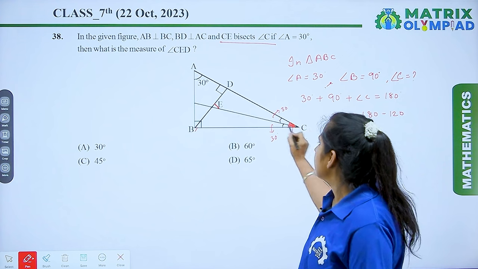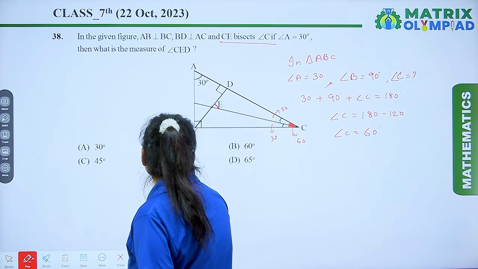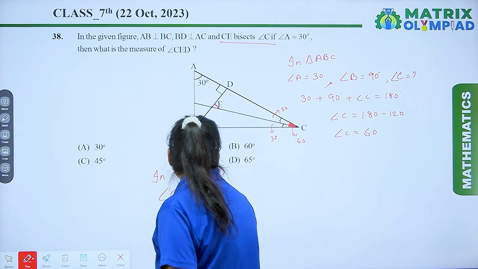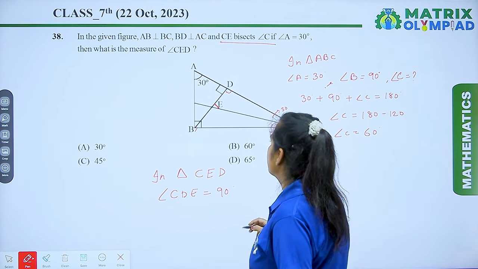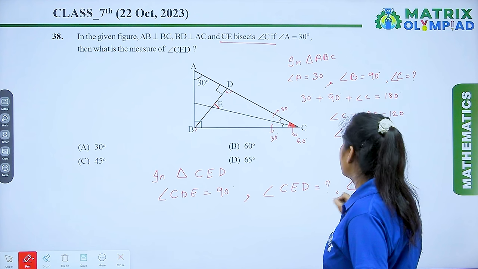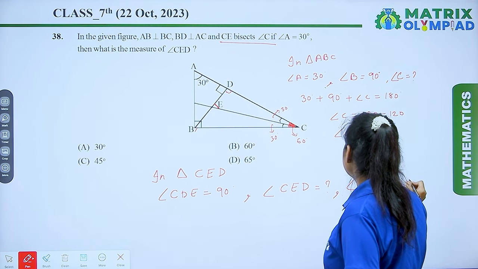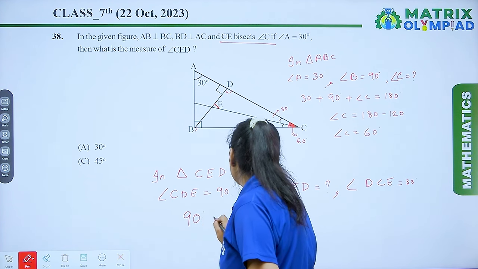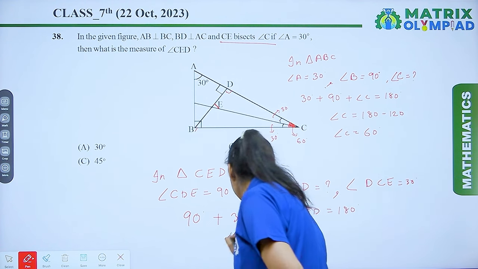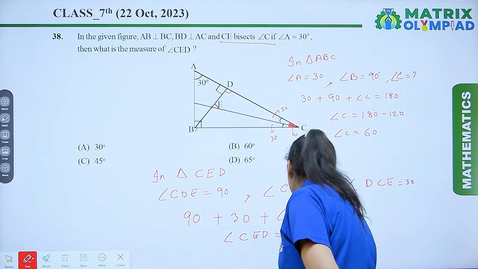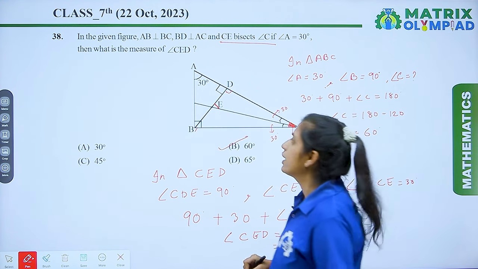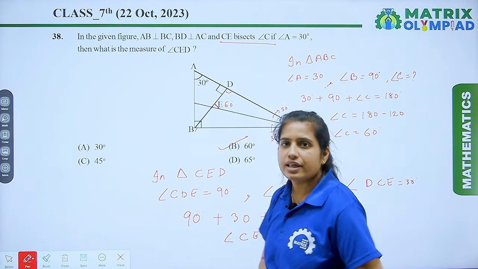Now we have to find angle CED. In triangle CED, angle CDE is equal to 90 degrees. This angle is 90 degrees. Next, angle CED is unknown to us, and angle DCE is equal to 30 degrees. Using the angle sum property, we get 90 plus 30 plus angle CED is equal to 180 degrees. Angle CED is equal to 180 minus 120, that is equal to 60 degrees. So option B is the correct answer, as this is 60 degrees.